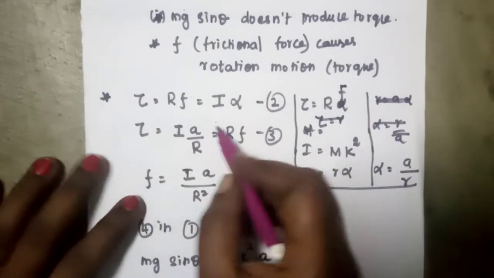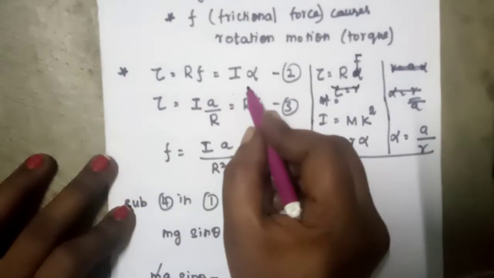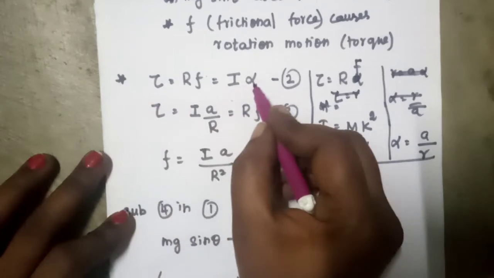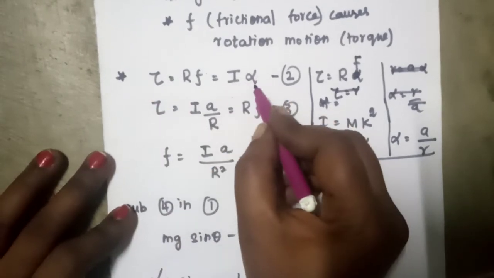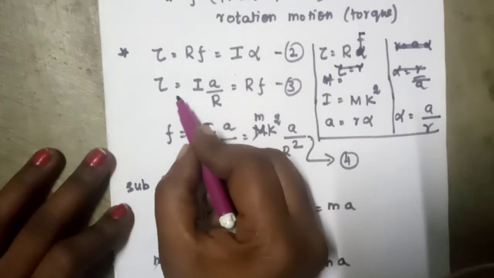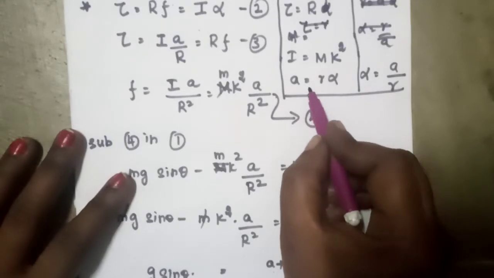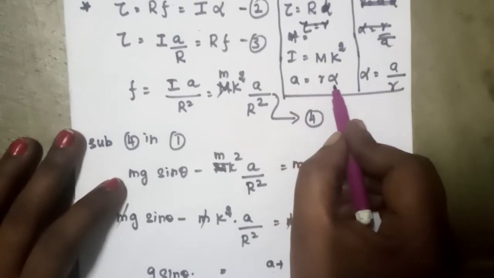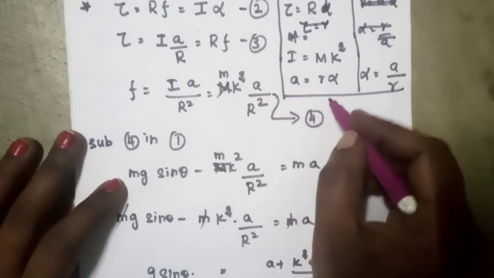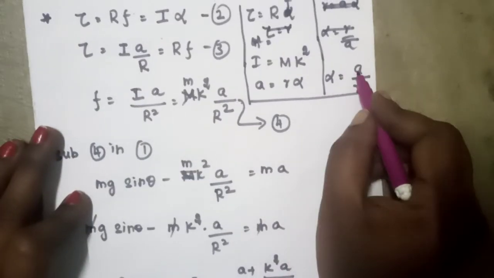And we know the formula tau is equal to I alpha. Already you would have studied about that. Just as F is equal to ma, in the same manner tau is equal to I into alpha, where I is the moment of inertia and alpha is the angular acceleration. There is a relation between the linear acceleration and the angular acceleration: a is equal to R alpha. Now alpha is equal to a by R.